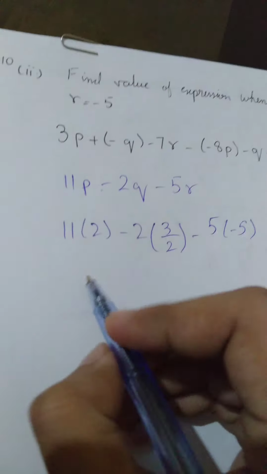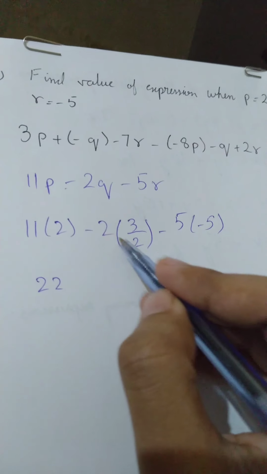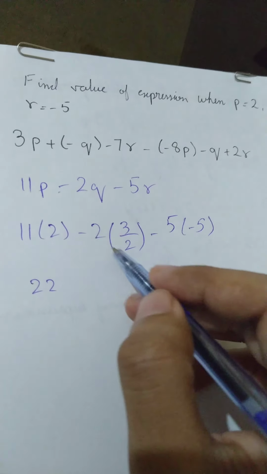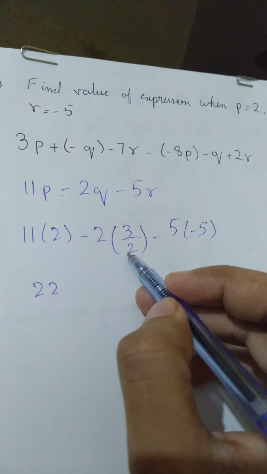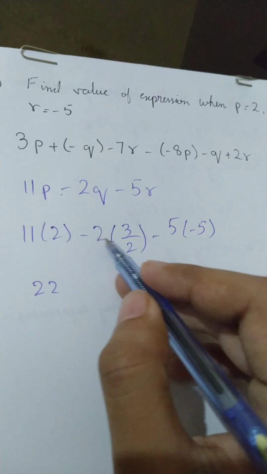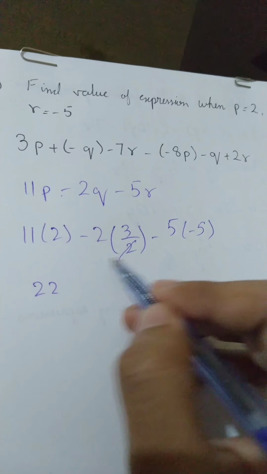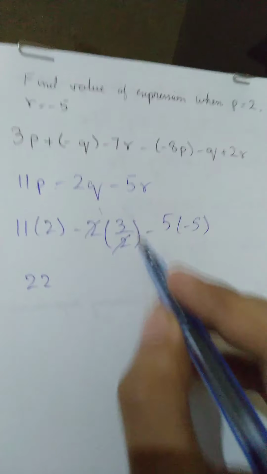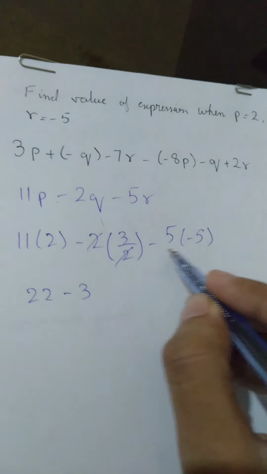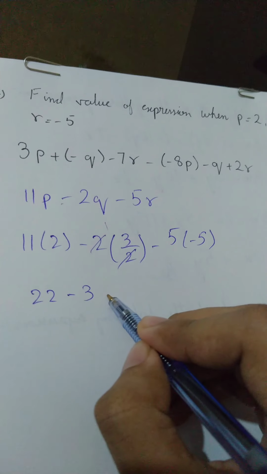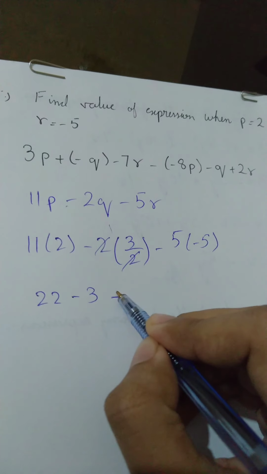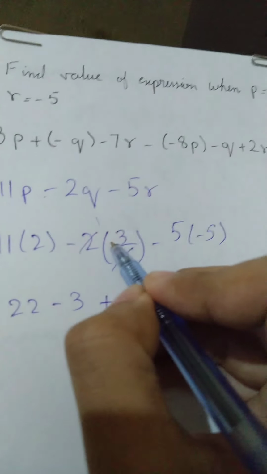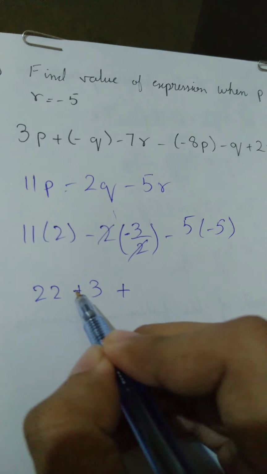It's very easy now. 11 times 2 is 22, you all know. You can see here this 2 is multiplying with this fraction, and 2 is dividing by 2 here, so 2 divided by 2 is the same number that will be cancelled. Only 3 is left here, so minus 3, and then minus minus plus. I'm sorry, there was a minus sign here in the question, you must recall. So minus minus, it is plus here.